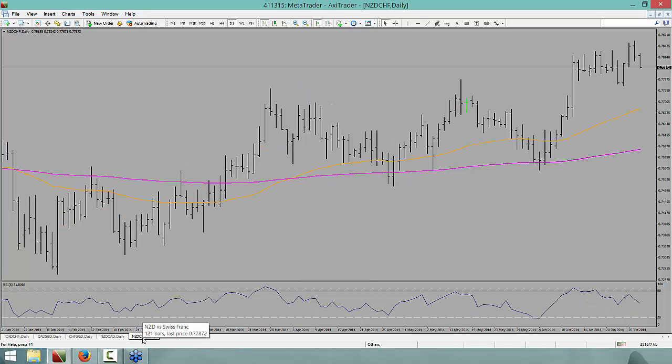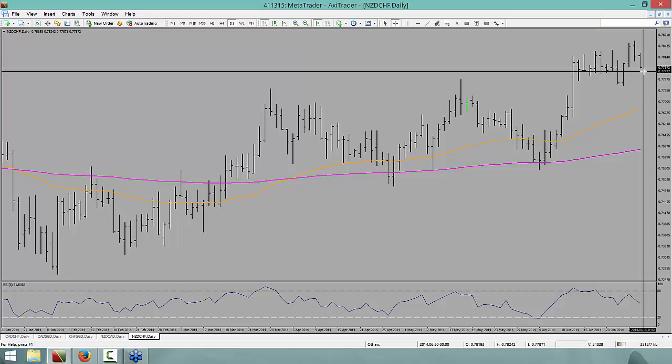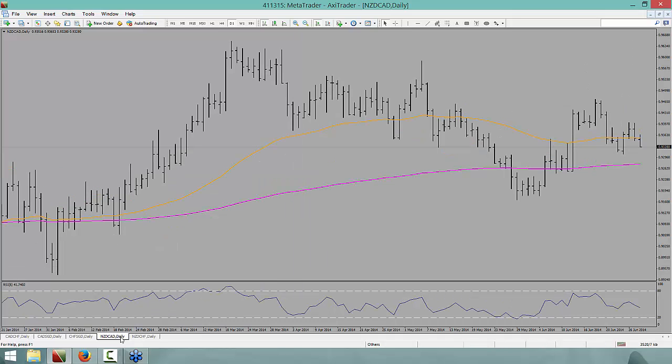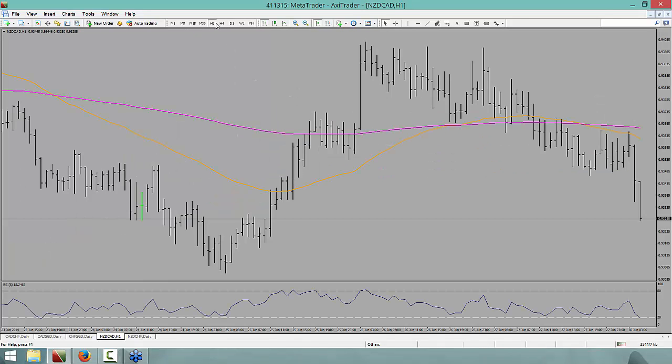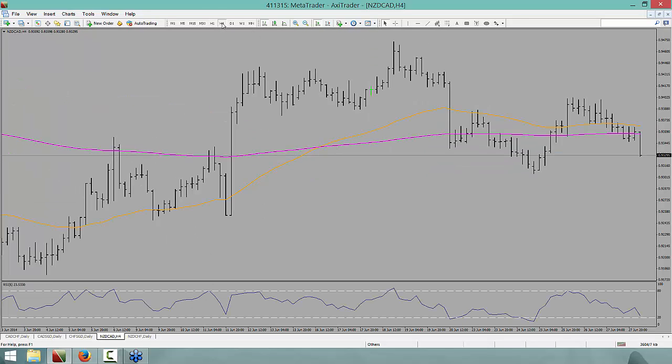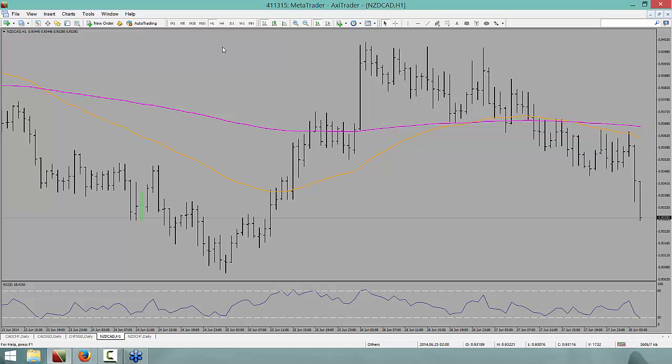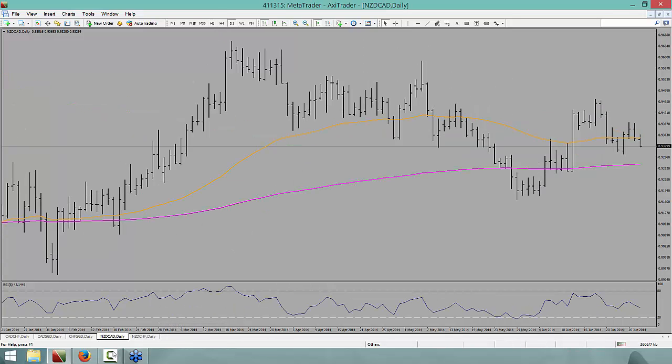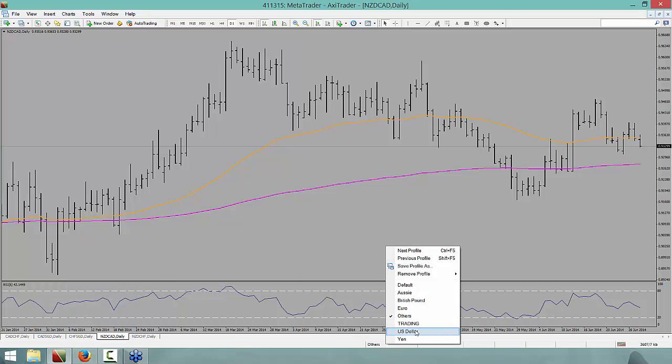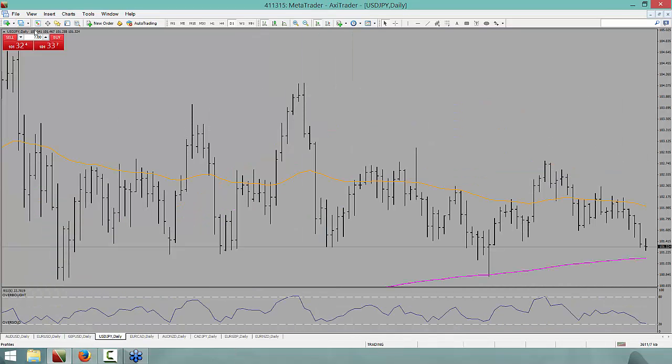Kiwi Swiss, yeah, it's doing phase two, isn't it? Again, you might have a look at that tomorrow. 90 pips, and that risk reward's not worth it. But Kiwi CAD, yeah, I'll have a look at that one. Keep an eye on that. Add that to my list.